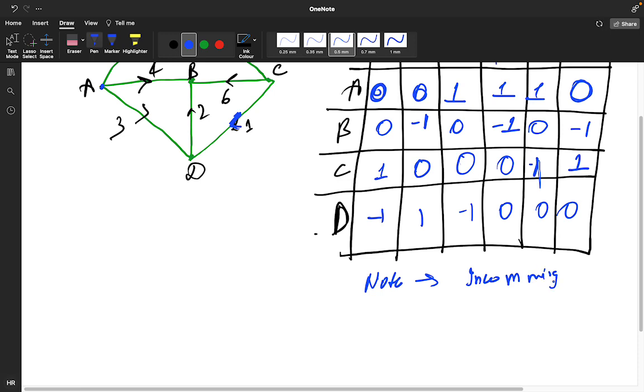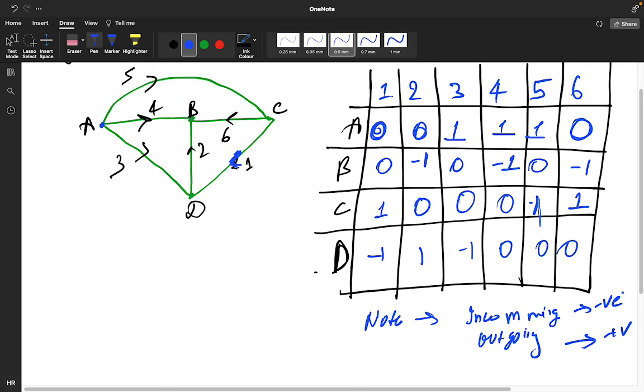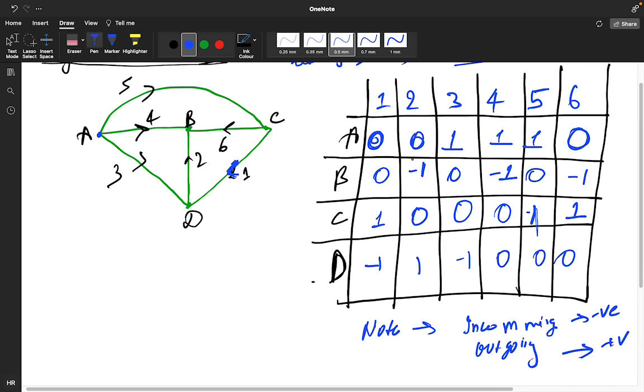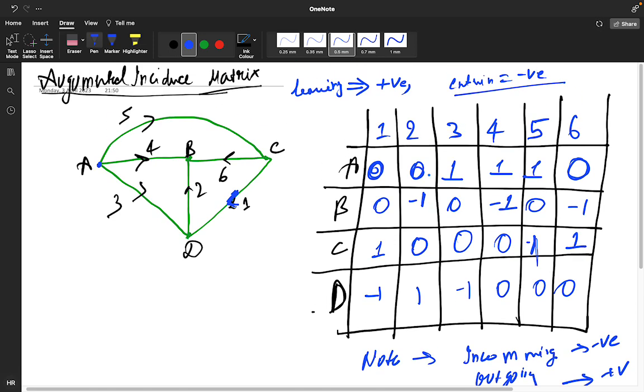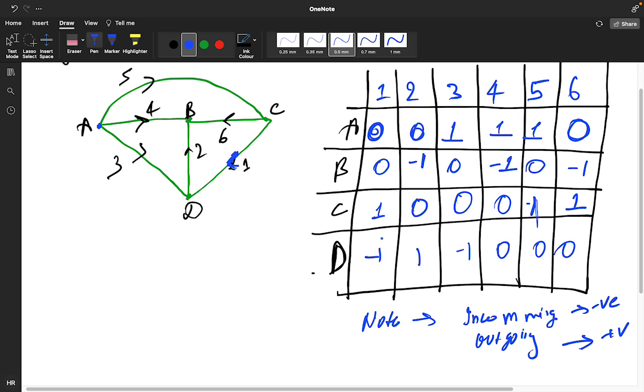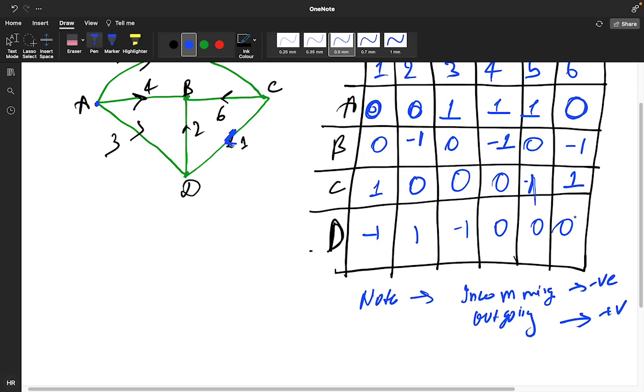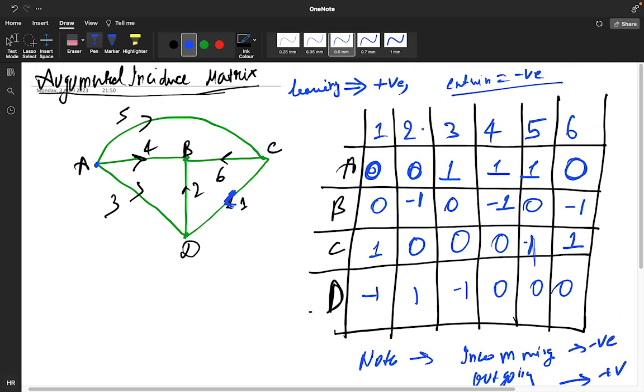Whatever your wish, you can assume. Incoming means negative and outgoing means positive. So if you add this column, you will always get 0 value. 1 minus 1 is 0, 1 minus 1 is 0, 1 minus 1 is 0, 1 minus 1 is 0, 1 minus 1 is 0, minus 1 minus 1... Got it? See this part.